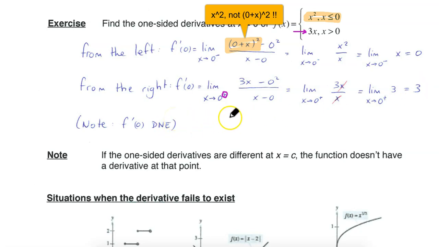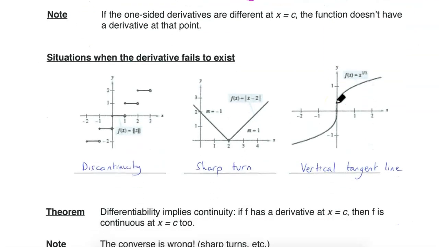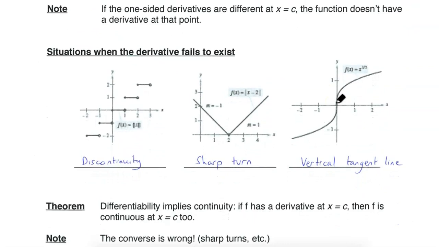So this is going to be a terrible graph, but this is the parabola from the left, and then from the right, it's a line that has a slope of 3. So we can see that at x equals 0, there's a sharp turn. So the final note is something I said several times, but it's crucial. If the one-sided derivatives are different at x equals c, then the function doesn't have a derivative at that point.